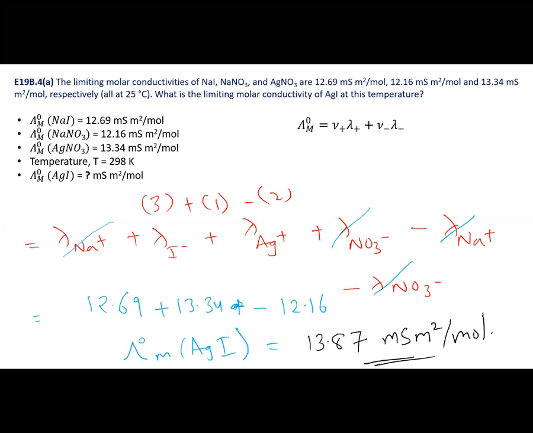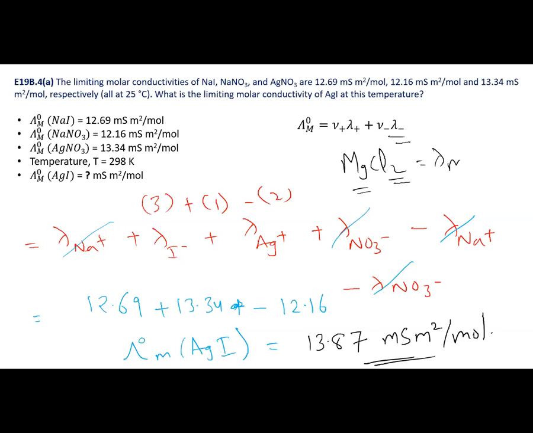Remember, sometimes a solute, an electrolyte like MgCl2 will give two chloride ions and only one magnesium ion. So in that case, this equation looks like lambda Mg 2 plus 2 times lambda Cl minus. So you need to incorporate such an equation in case you get electrolytes that give multiple ions.